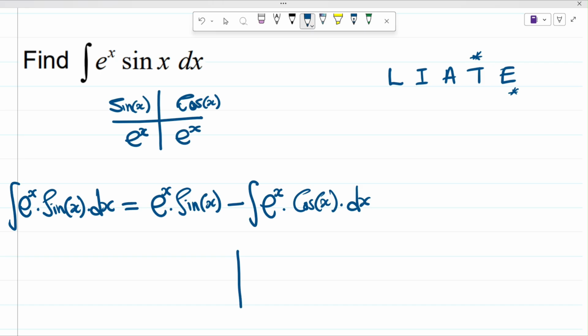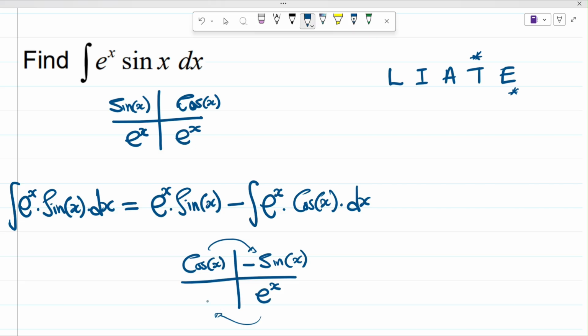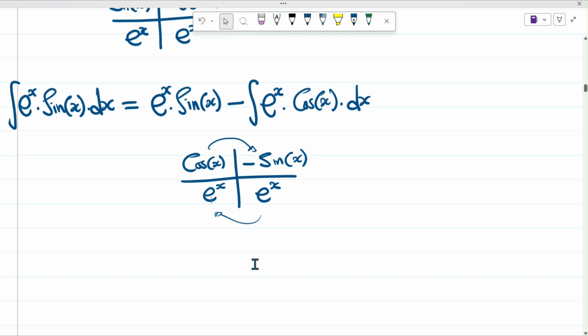Then we write our cross here. And then we write our cos of x here. Cos is the function that comes first, and then we write our exponential function here. Then, like always, from here to here, we differentiate. So when we differentiate cos x, what do we get? We get negative sine of x. Now from here to here, we integrate. So to integrate e to the power x, it remains as e to the power of x. It doesn't change. All right.